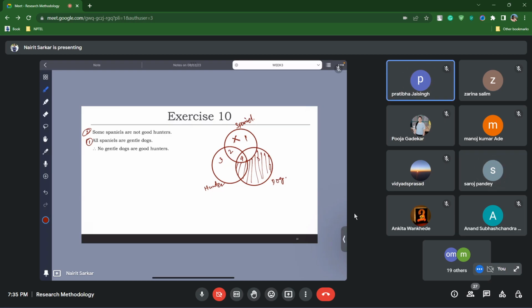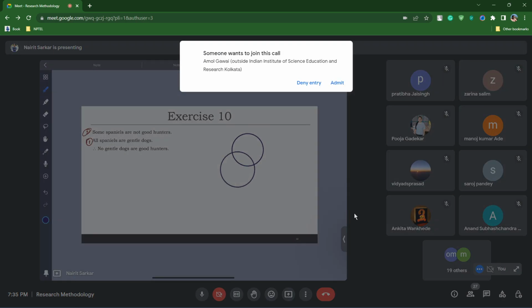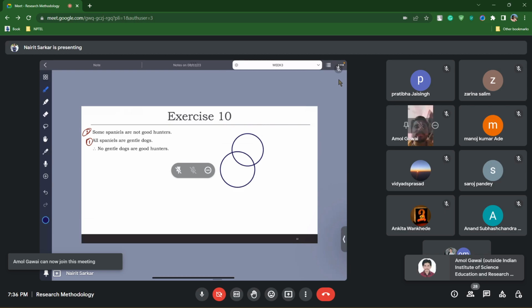Yes, exactly. Oh, it's a mistake. Let's see. All spaniels are gentle dogs. Nope. We have to shade the area 1 and 2. Wait, wait. Again from the start. Okay. Let's see. I think I have to write the entire thing because it becomes very confusing.